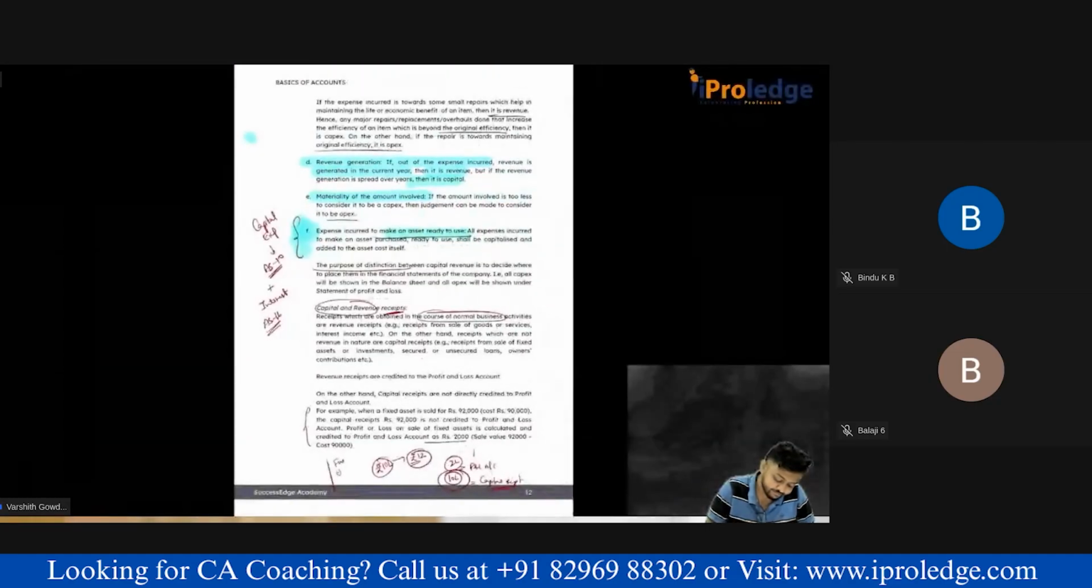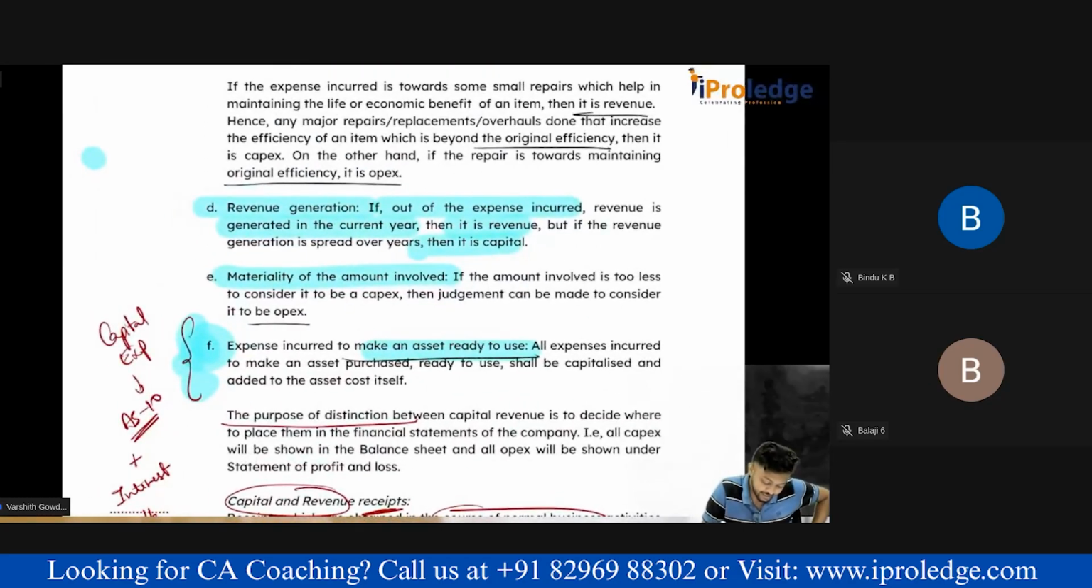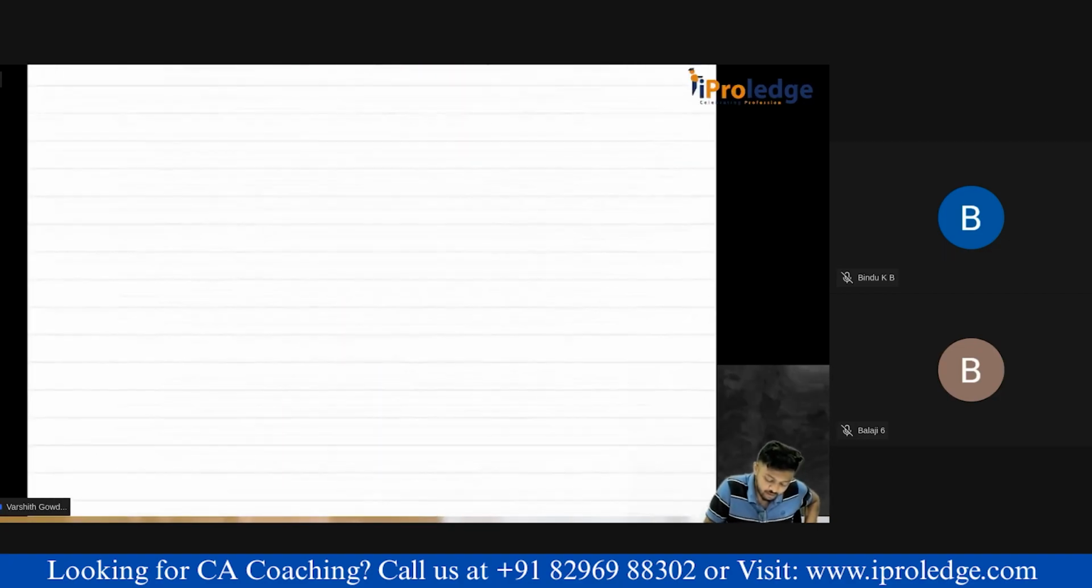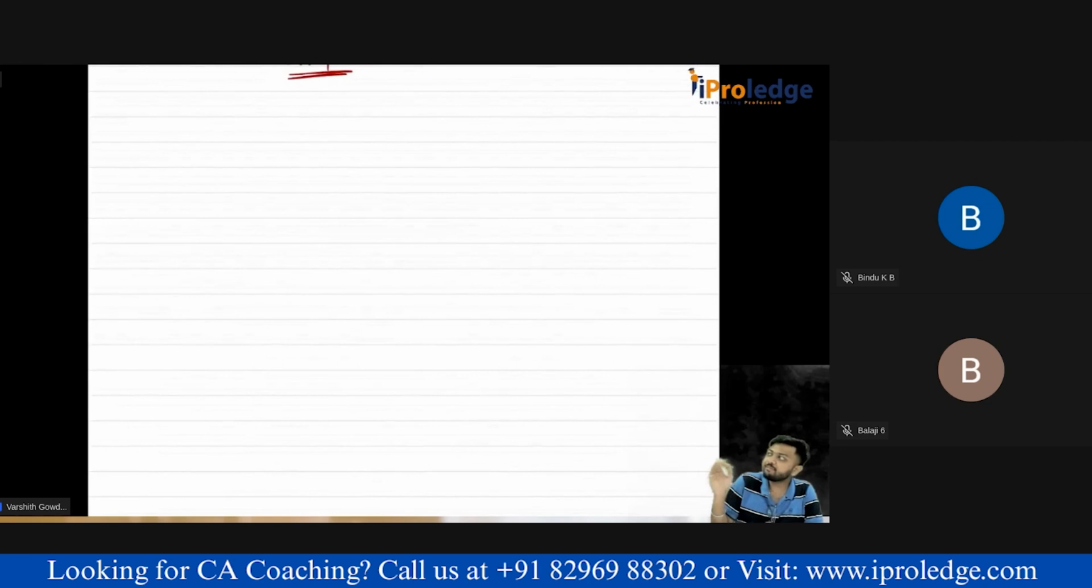Next. Revenue generation, very important. So what is revenue generation? So one of the major reasons why we bifurcate capex and revenue is this, in my opinion.